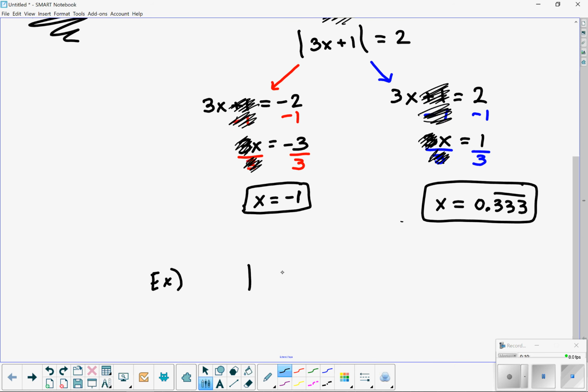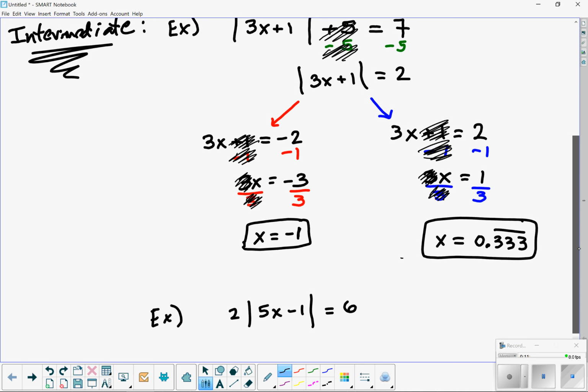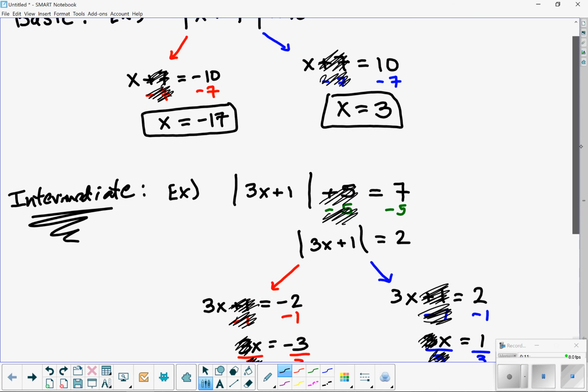So let's do 5x minus 1, right? So we have an absolute value, but sometimes we may have a multiplication on the outside of it. So let's say 2, right? So it's 2 times 5x minus 1 in absolute value, and that's going to be equal to, let's say this is going to be 6, right? So again, before you even do the split, do the red and blue, like the last one, or red and blue like the basic one.